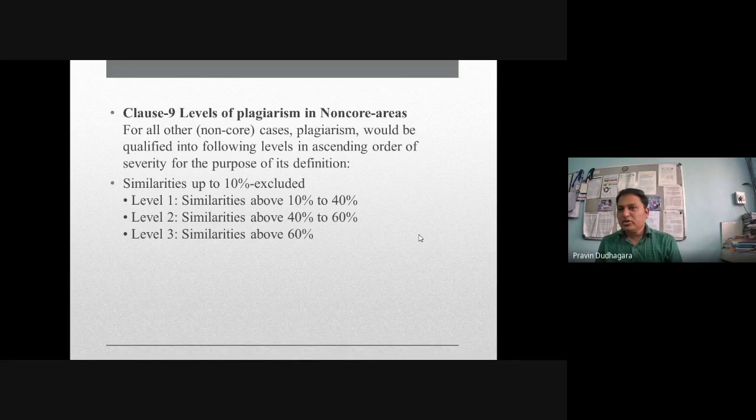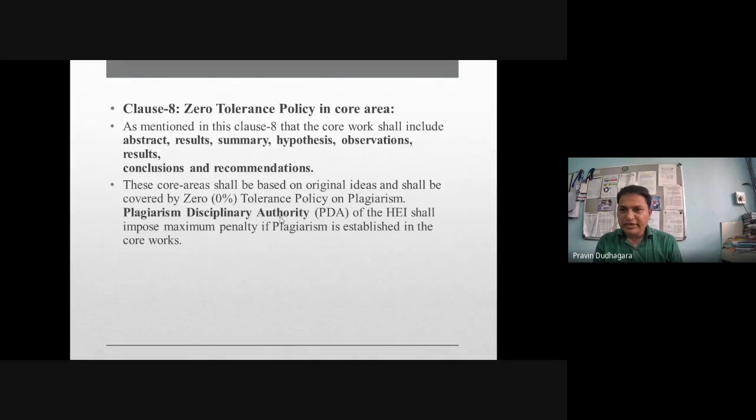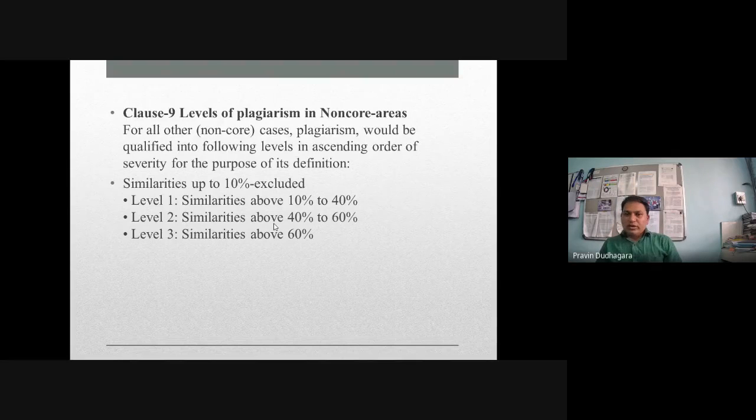Now the level of plagiarism in the non-core area. For all other non-core areas, plagiarism would be qualified into the following levels, in ascending order of severity, for the purpose of its definition. Level 1 is similarity of 10 to 40%, because up to 10% it is not under plagiarism, it is excluded. Level 2 is 40 to 60%, and level 3 is above 60%.